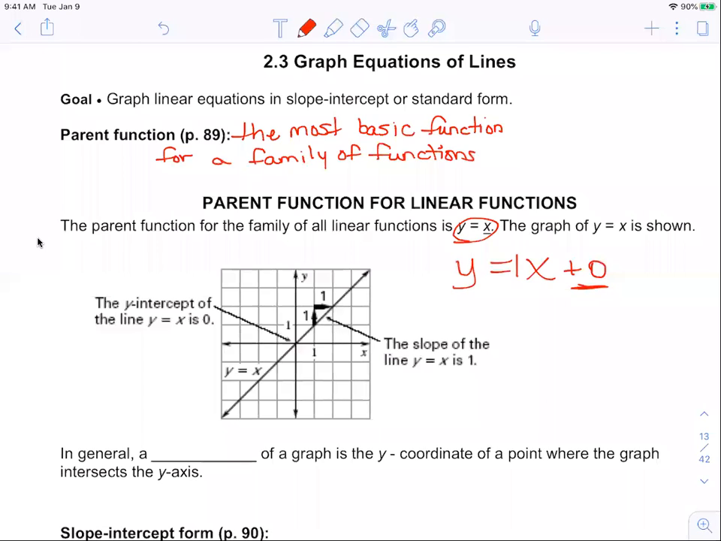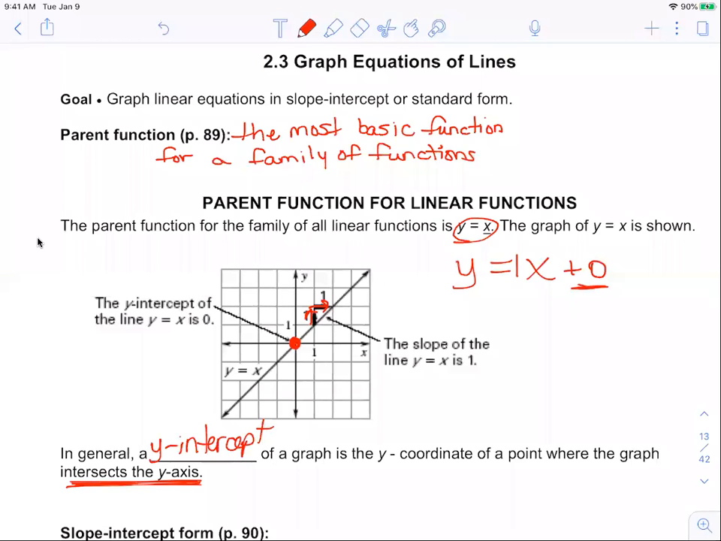Looking at the graph that's provided, again, you can see it has a y-intercept at the origin, or at 0, and its slope, its rise over run, is 1. So the steepness compared to the run is the same. So that's considered a basic function. It doesn't have any extra numbers added to it. Below this, it says, in general, a y value of the graph, or we'll say a y-intercept of the graph, is the y-coordinate of a point where the graph intersects the y-axis.